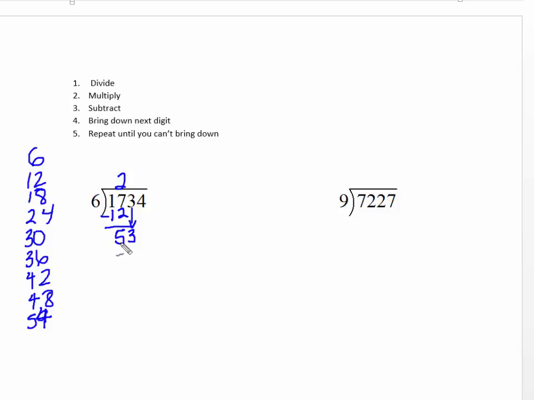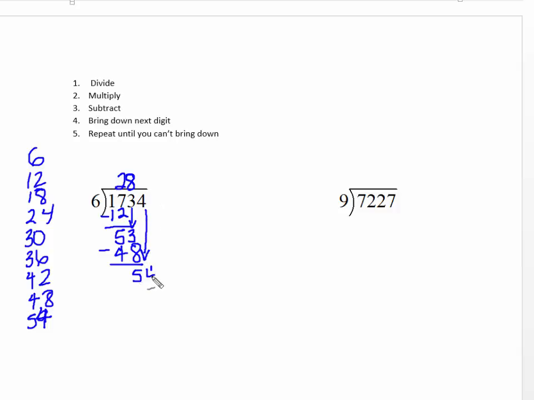So now it's 6 going into this 53. Again, if I'm not really sure, I'll run down my list. This is times 1, times 2, times 3, times 4, times 5, times 6, times 7, times 8, and times 9 is too big. So I'm going to back up to times 8. I have to be as big as I can without going over. So 6 times 8 is 48. I'm going to subtract, and then I'm going to bring the next number down.